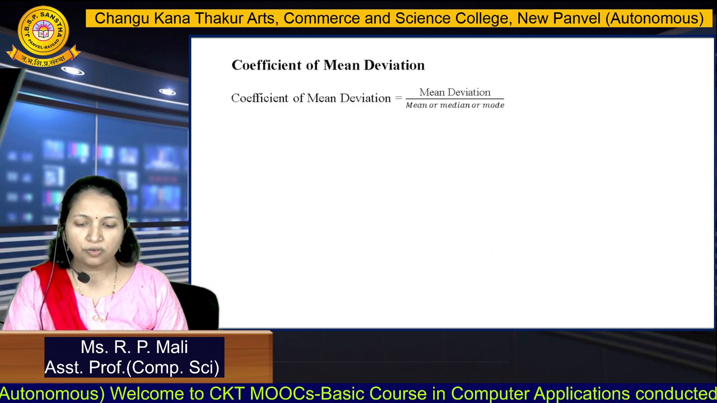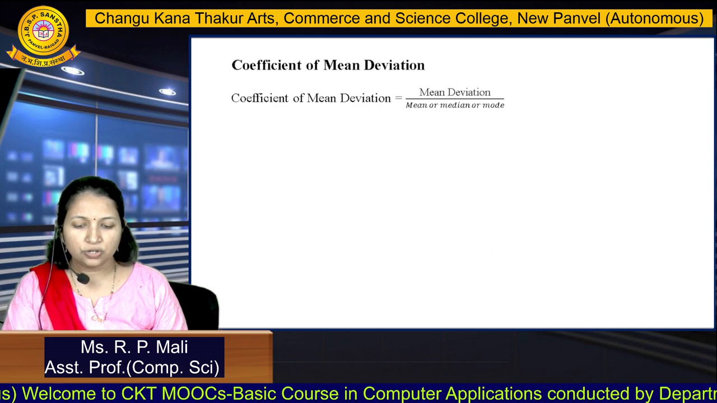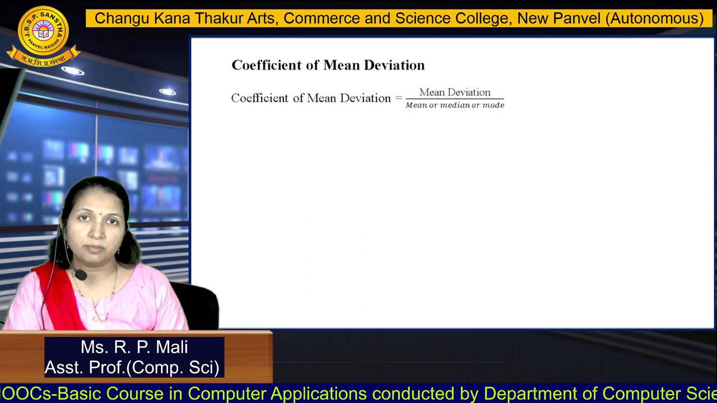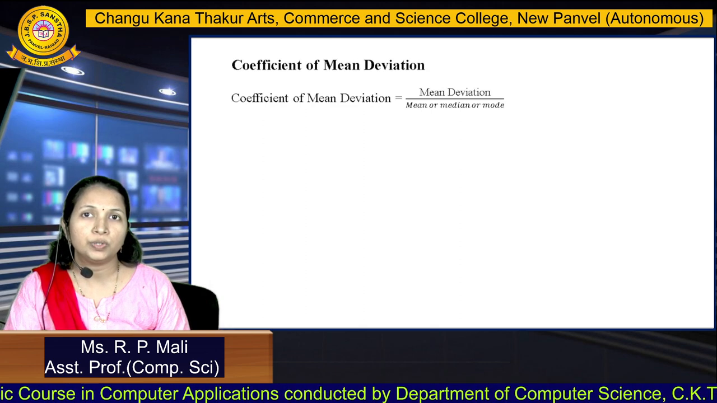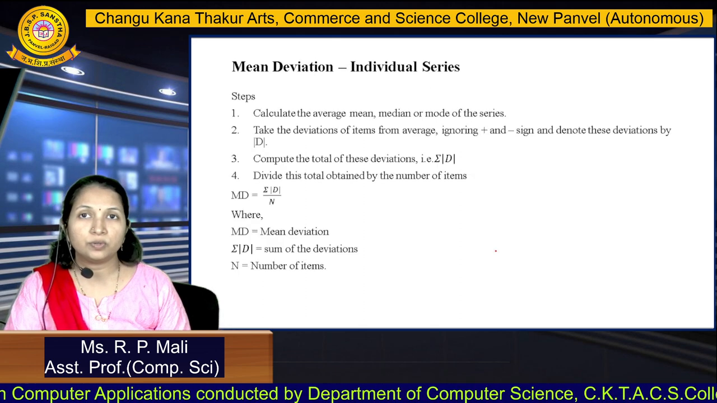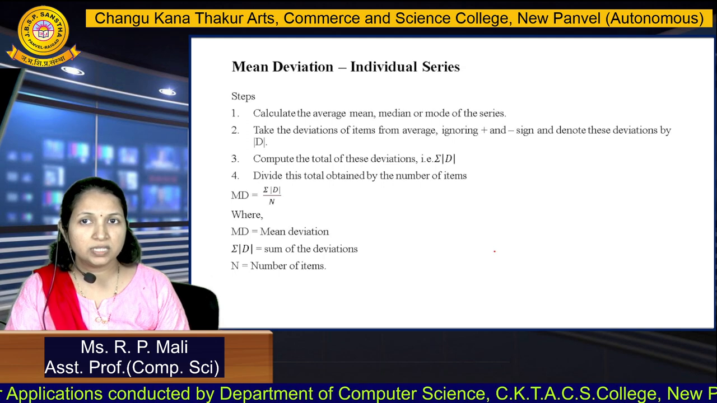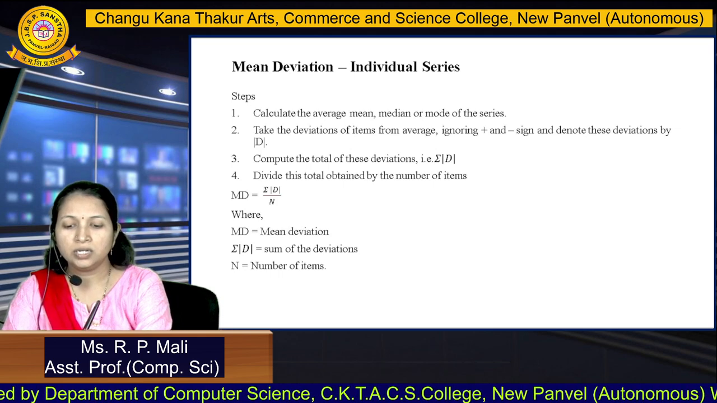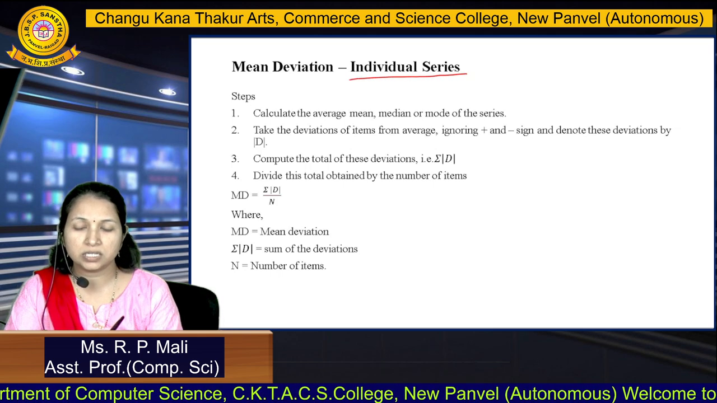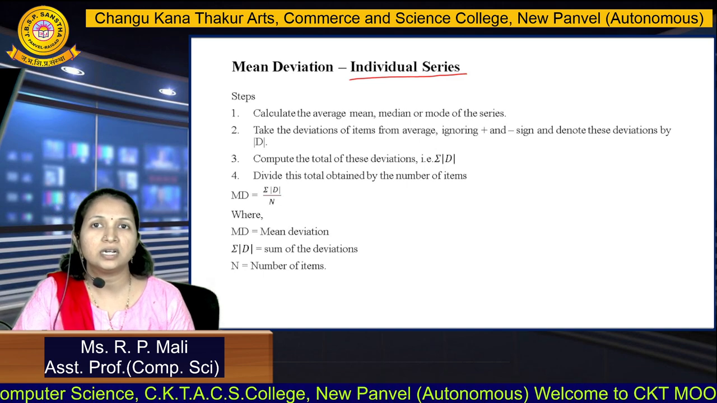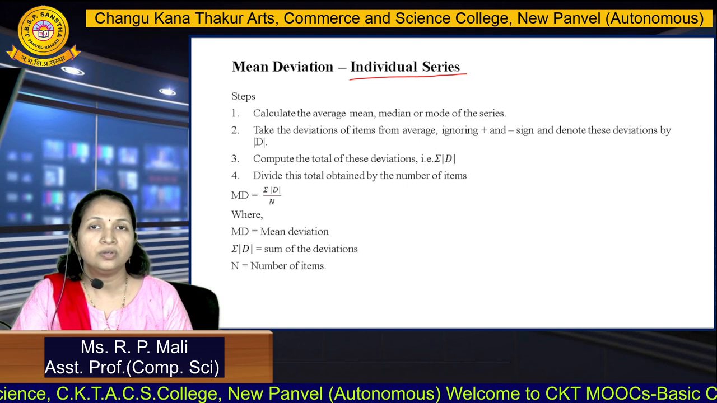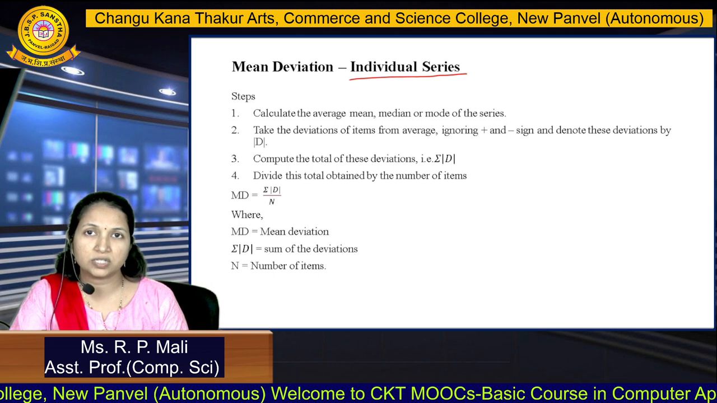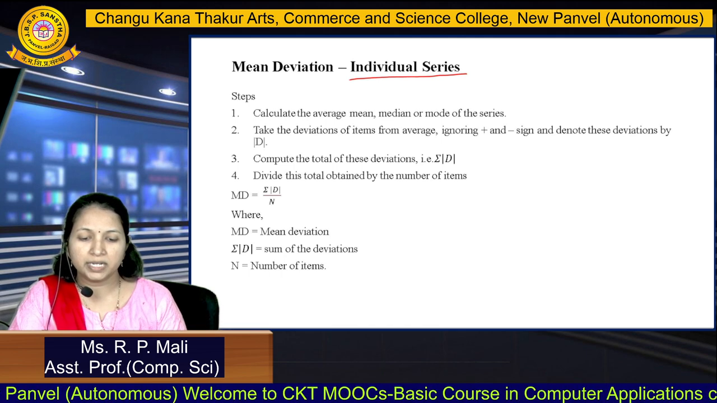So what is the coefficient of mean deviation? Coefficient of mean deviation is equal to mean deviation divided by mean, or you can divide it by median, or you can divide by mode. We are going to see the mean deviation for an individual series, for a discrete series, as well as for a continuous series. Here the mean deviation is for an individual series. These are the steps. First we are going to calculate the average. You can calculate the mean or median or mode of the series, because we are going to divide by the mean, median or mode.